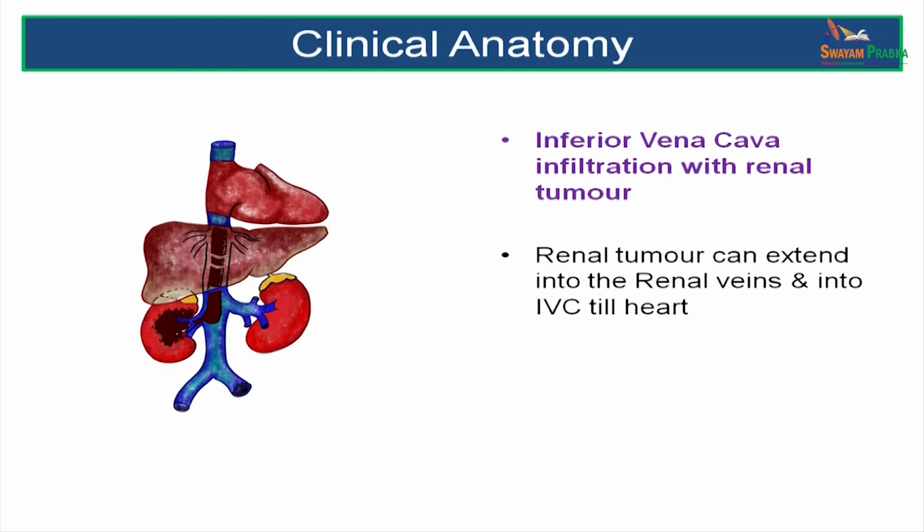Renal tumors or renal cancers could spread into the inferior vena cava. They could spread locally, they could spread further higher up, they can even enter the right atrium and infiltrate the heart.